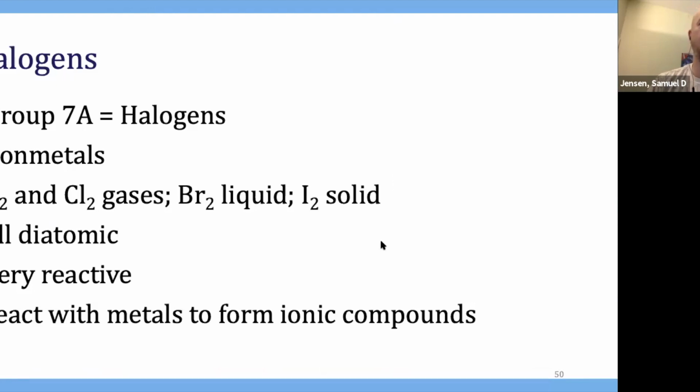Okay. Our halogens, going all the way over to the right side of the periodic table. Our halogens, our nonmetals, they all exist as a diatomic element. That means they exist naturally as F2, Cl2, Br2, I2. So fluorine does not exist as F, okay? It only exists naturally as F2, okay? They are all very reactive.